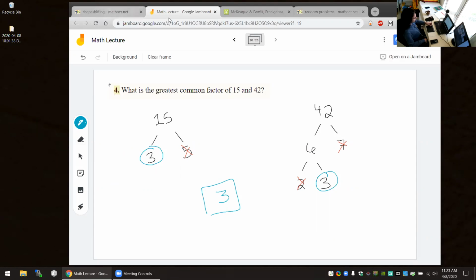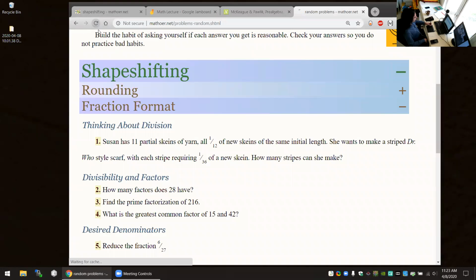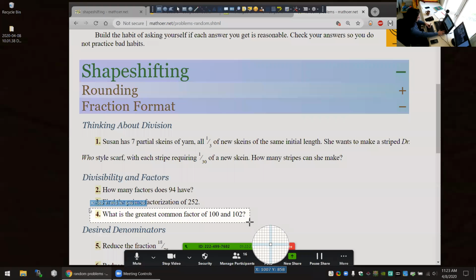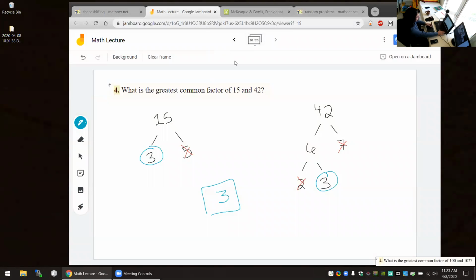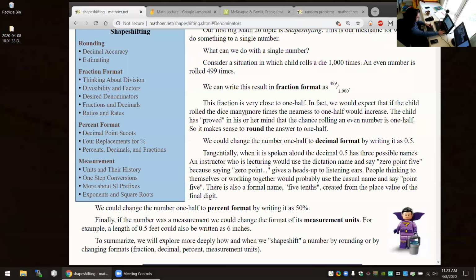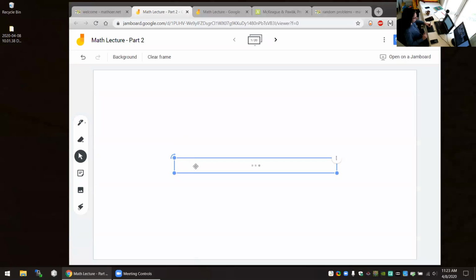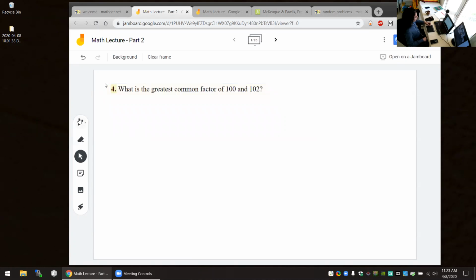Let's find another one, because that one was kind of quick and easy. I now need to go back and start my second board. So for 100, I can do 10 and 10. 2.